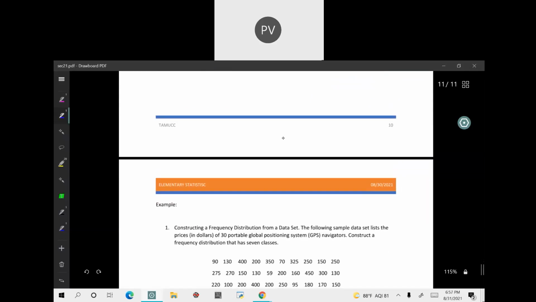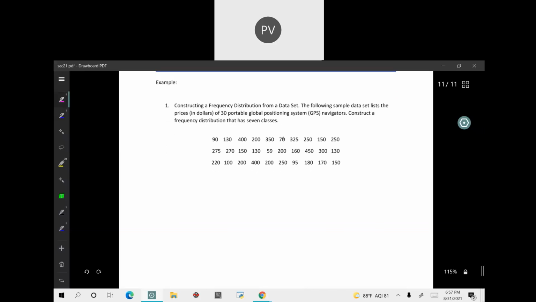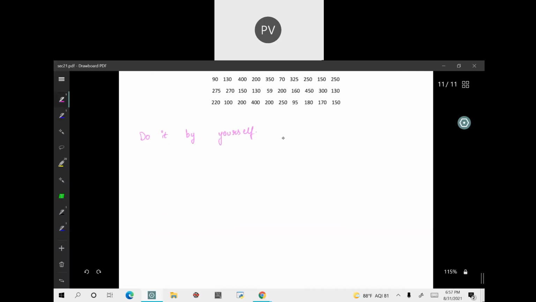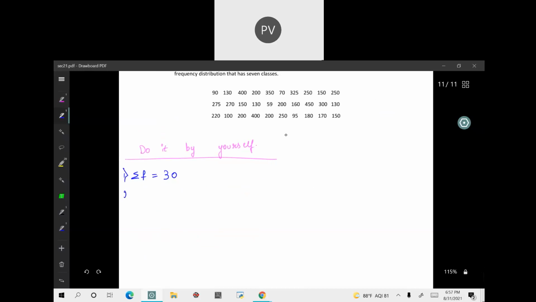Now there is an example here. This is for you. But I will give you the final values. First is summation of f, 30, and next is class width. You will get a decimal value which will be around 55.86, and you can round it off to 56, or it can be 60 also. It can be 56 or 60.